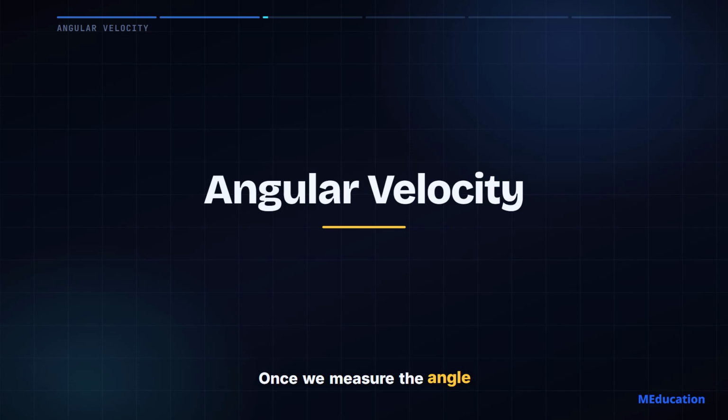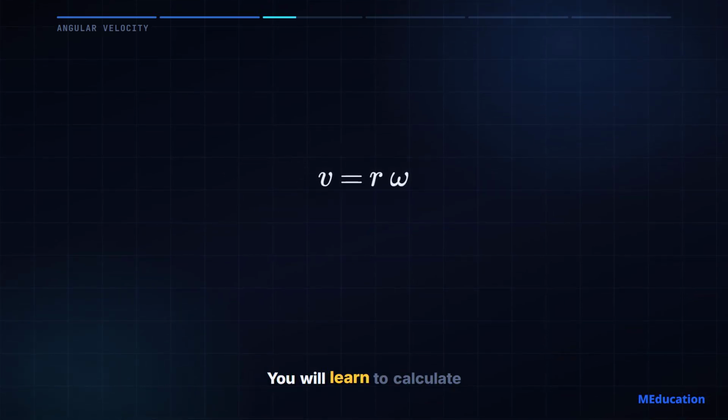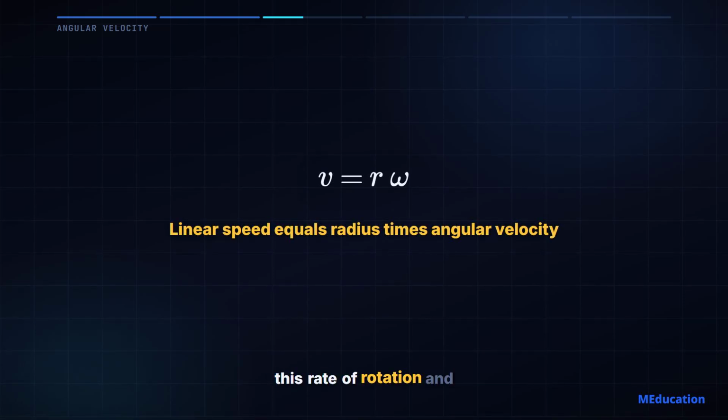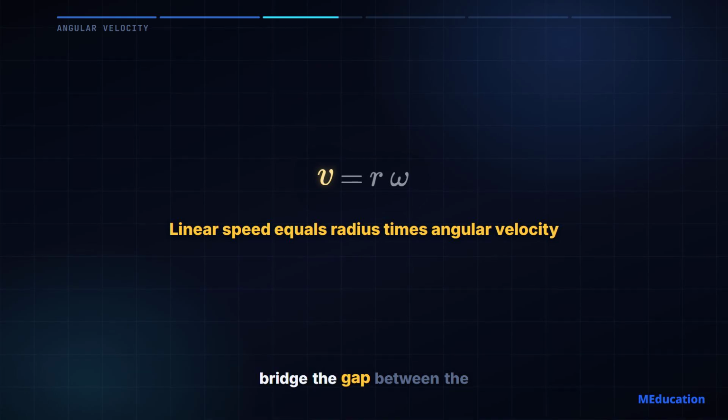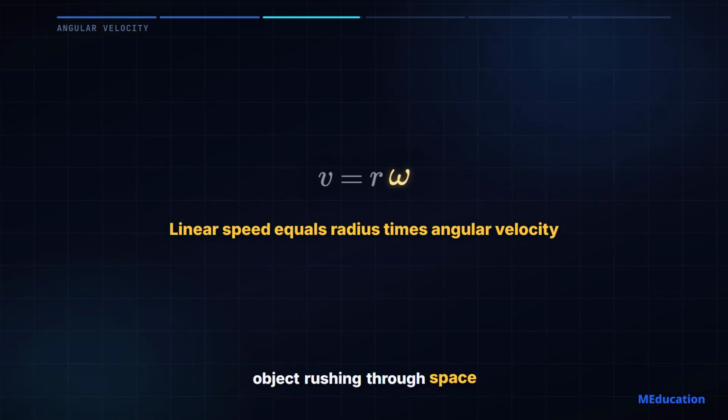Once we measure the angle, we must quantify how fast it changes. Enter angular velocity, represented by the Greek letter omega. You will learn to calculate this rate of rotation and connect it to the time period and frequency of the motion. Most importantly, you will use the equation v = rω to bridge the gap between the invisible spinning angle and the actual linear speed of the object rushing through space.